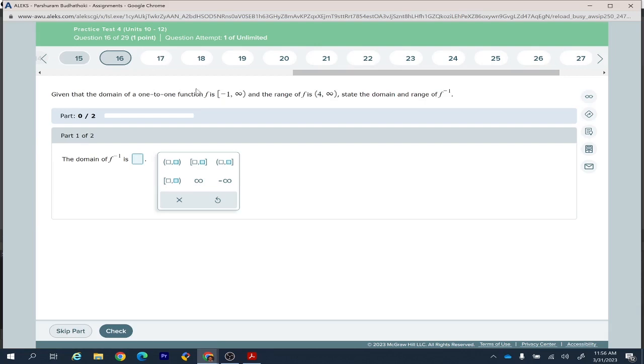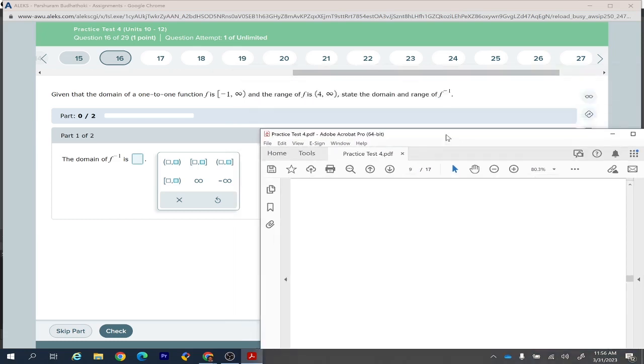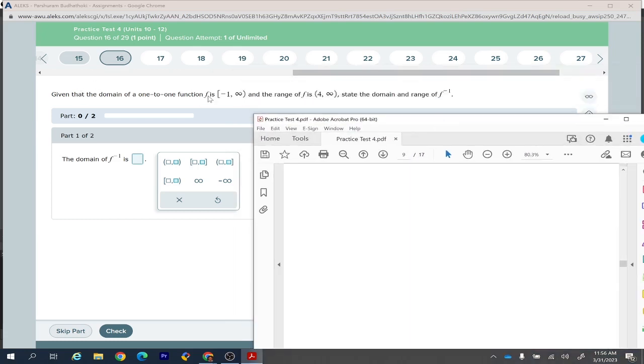One more time, this is about the inverse function, but it's a little bit different than the previous problem. So let's talk about this. We are given a one-to-one function f. The domain of this function f is negative 1 to positive infinity. So that means the function f is going from negative 1 to positive infinity. That's the domain. Going from here to the range, 4 to infinity. So that's the range.